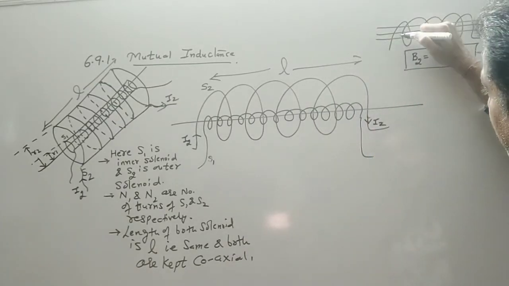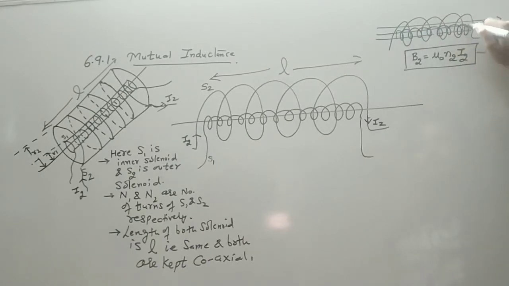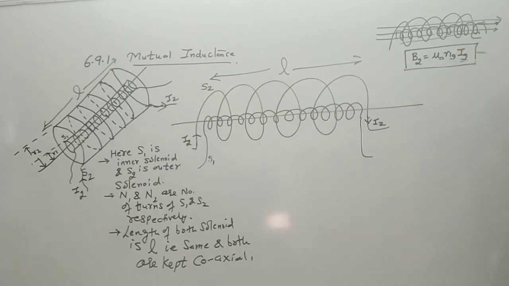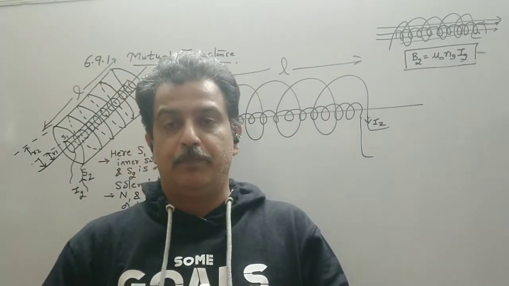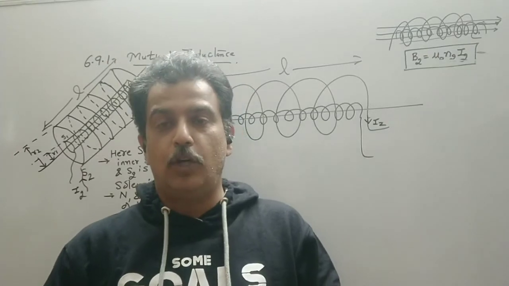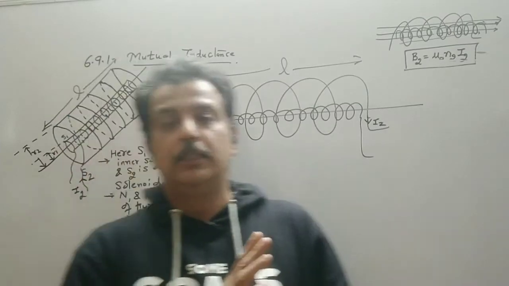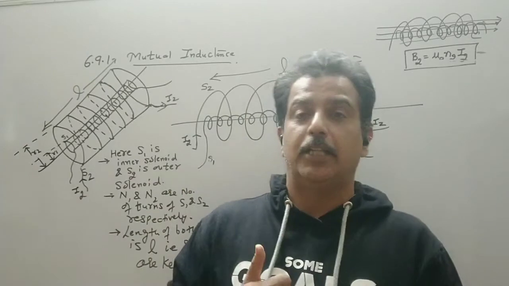So now if I draw the inner solenoid, this is the inner solenoid. The magnetic flux gets linked to the inner solenoid, meaning the field lines will also pass through the inner solenoid. That is called flux linkage. So we set up current in the outer solenoid. Then we will see we can also set up the current in the inner solenoid.